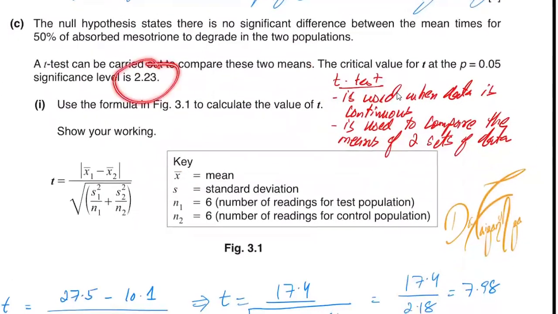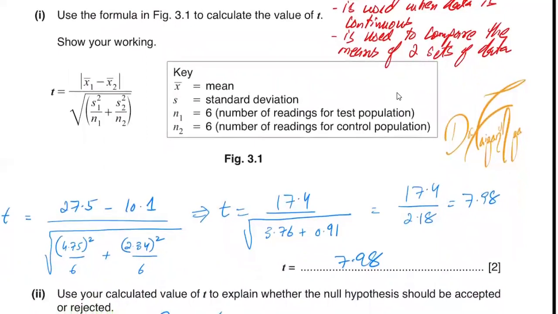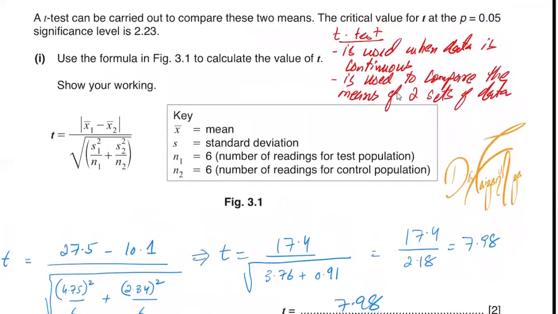Now, we already have a critical value. We'll calculate a t value here and compare the two values together. We'll compare our calculated t value with the critical value 2.23. The formula given to you for the t-test is this formula. Let's just decode this formula.